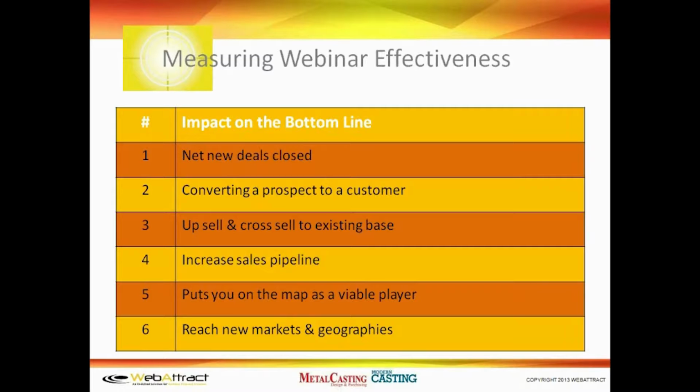But let's also talk about some other ways to measure webinar effectiveness. There's about 6 different ways that webinars have an impact on the bottom line.